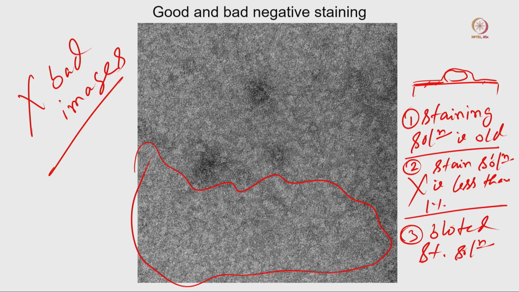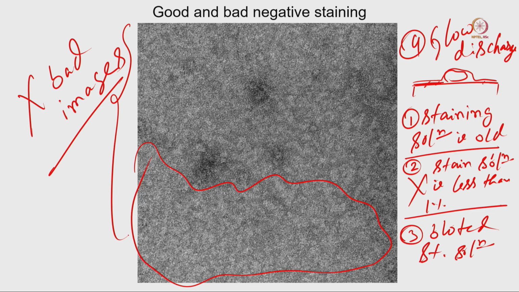Another possibility is the glow discharge. When you did that glow discharge, if it is not proper, or your grids are not glow discharged at all, and then you add your sample and the staining solution, nothing is going to adsorb on top of your grid. Then if you try to image, you will always end up with this kind of bad image.